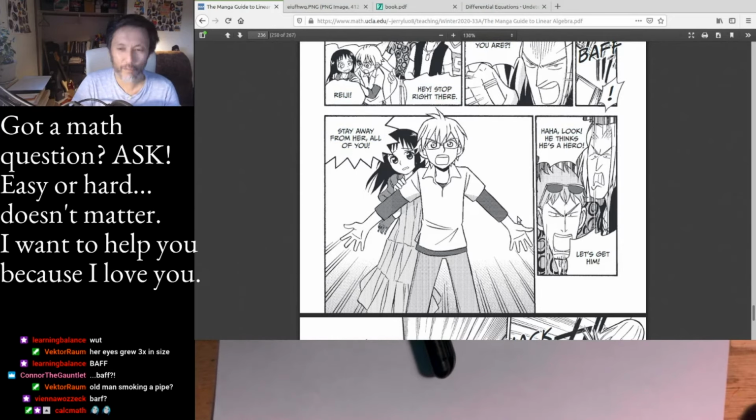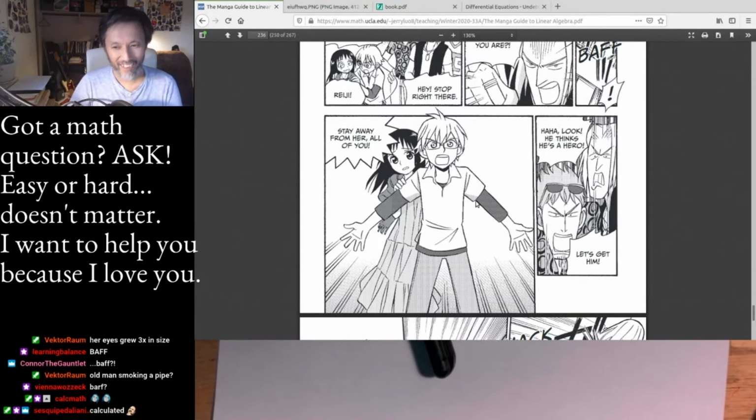Let's get him. So this is measured, okay? He didn't just go swinging. He's giving them a chance to walk away. But they're not doing it. So what will Raiji do in response? What do you think? I mean, he's had training since this very unfortunate situation.